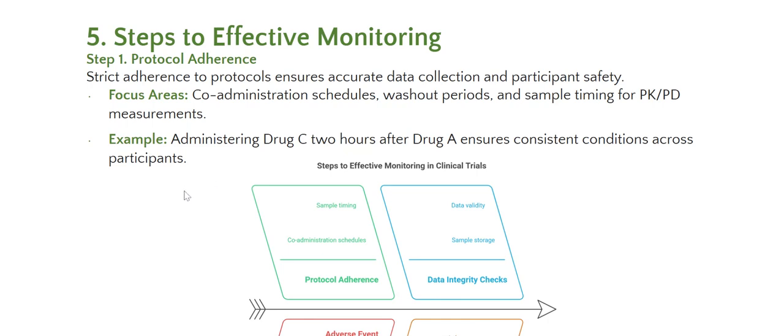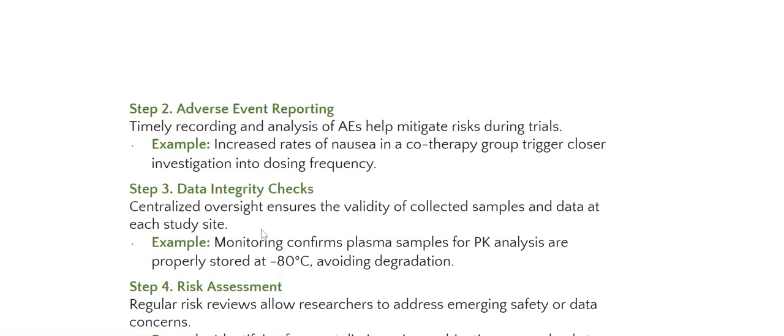across participants. And here is a summarized diagram on steps to effective monitoring in clinical trials: protocol adherence, data integrity checks, adverse event reporting, and risk assessment. Adverse event reporting, step 2: timely recording and analysis of adverse events, AEs, help mitigate risks during trials. As for example, increased rates of nausea in a co-therapy group trigger closer investigation into dosing frequency.